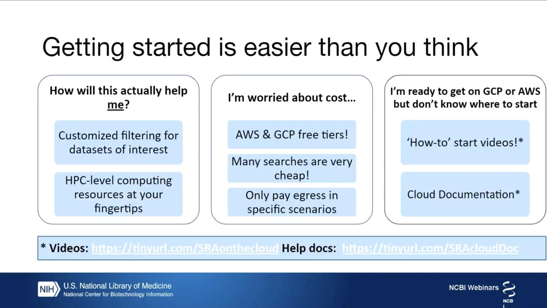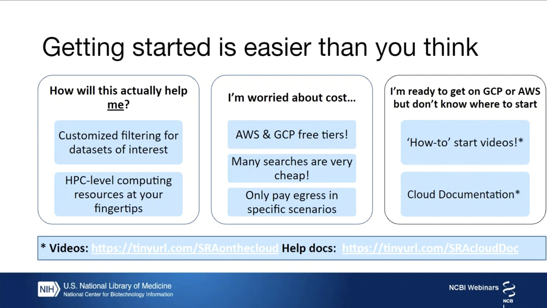So getting started is actually fairly easy. What you will get out of this will be very customized filtering for data sets that you want to analyze. You will obviously have very powerful compute available to you, and all you need is a laptop to log into the cloud architecture. If you're worried about costs, both Amazon and Google have free tiers available where you can start playing around with this new technology and moving your analysis pipelines or processes into the cloud.